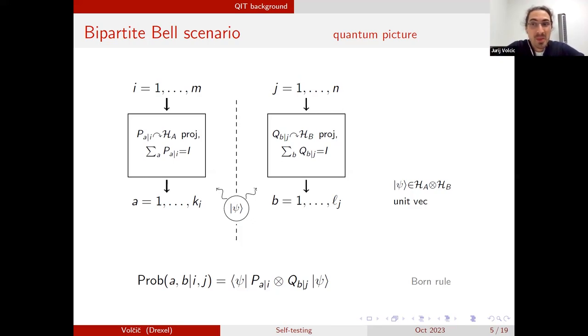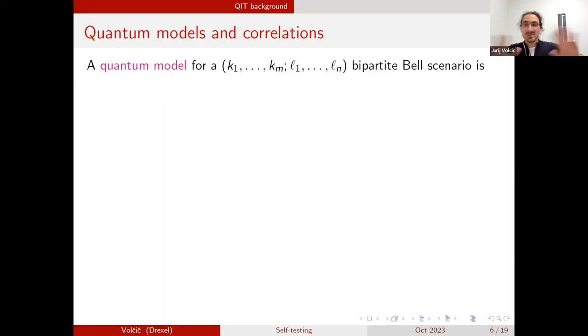So if I now try to strip the interpretation away and go to the safety of mathematics, what am I going to call a quantum model for a (K1 to KM, L1 to LN) bipartite scenario? It looks like cumbersome notation, but I want to say that the first party has M inputs. The first input can have K1 answers, the second one K2 answers, and so on. And then L1 to LN, the similar information for the second party.